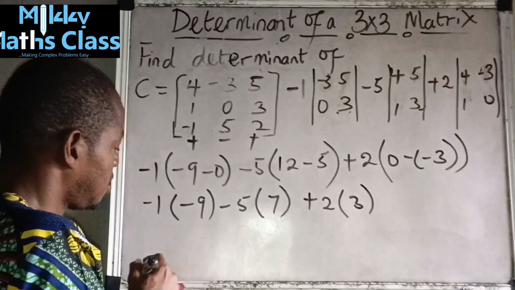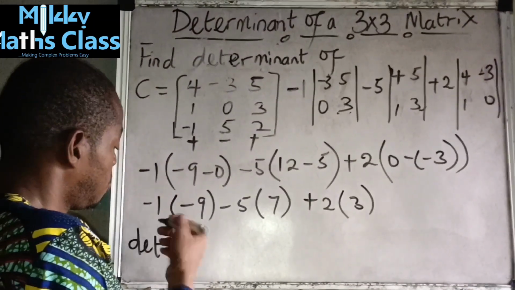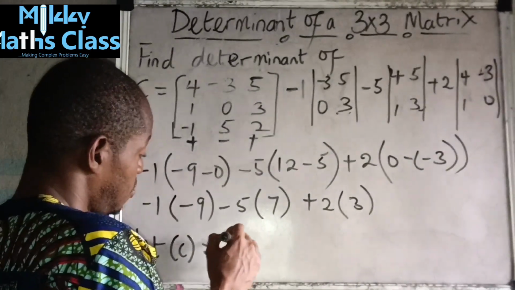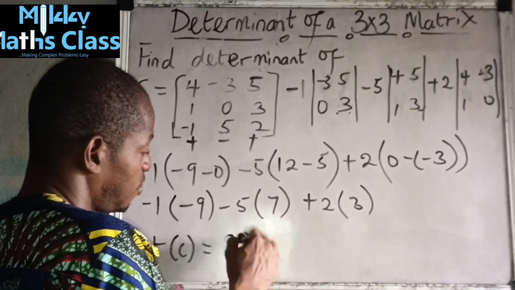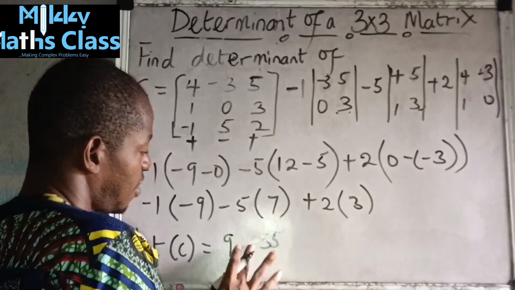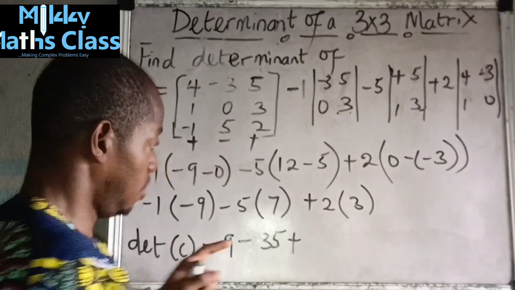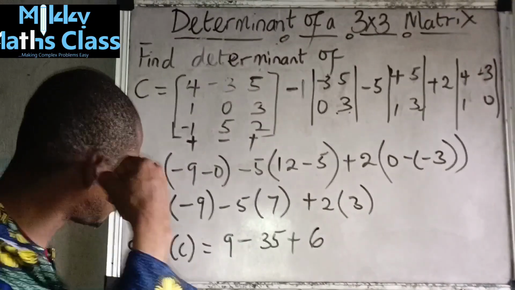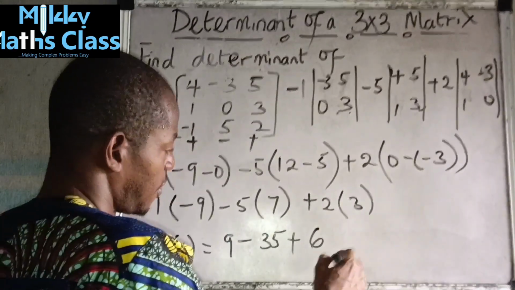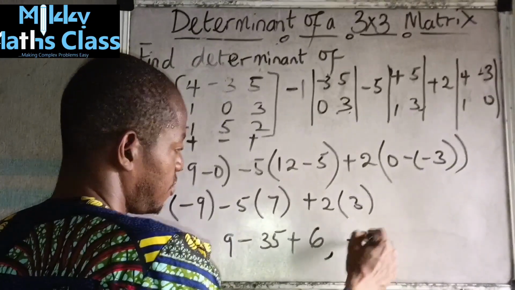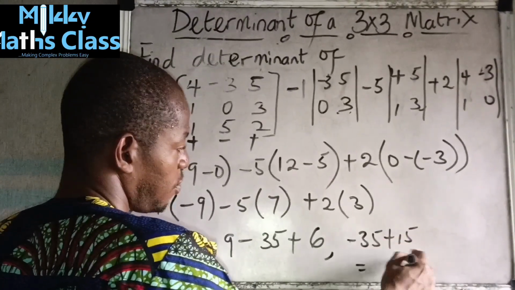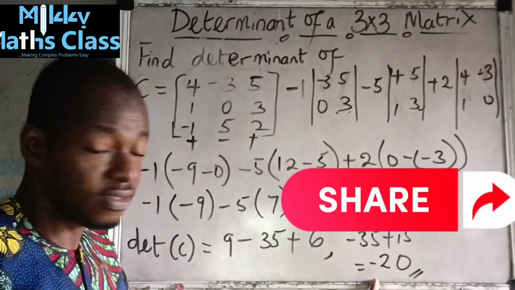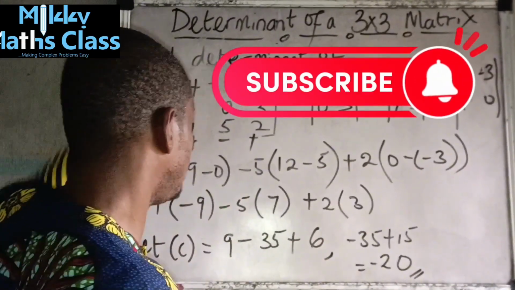So the determinant of C will be equal to negative 1 times negative 9, that's 9. Negative 5 times 7, that's negative 35. Then plus 2 times 3, that's 6. So we have 9 plus 6, that's 15. So that's negative 35 plus 15. That will give us negative 20. So the determinant of this matrix is negative 20. You can use the other rules to confirm.